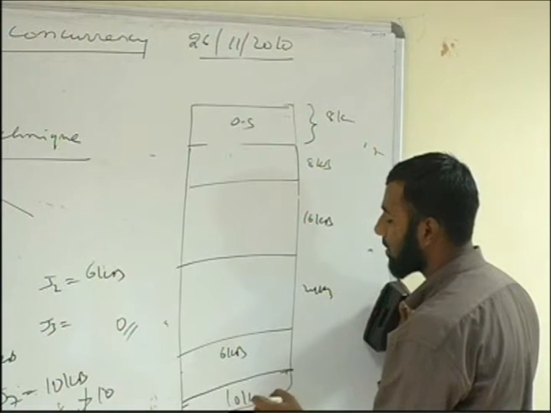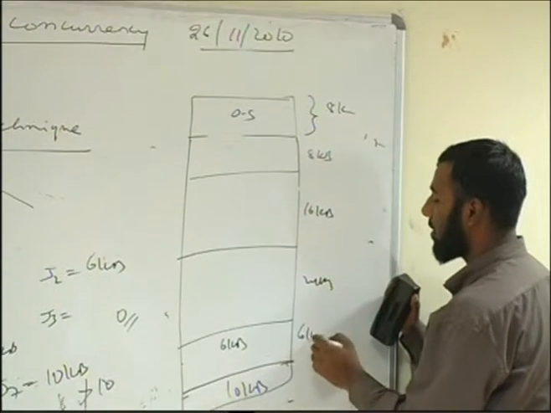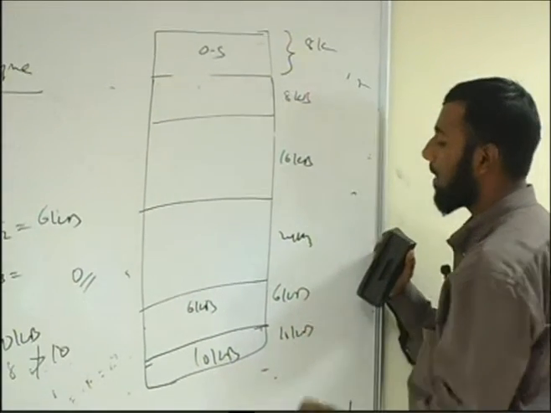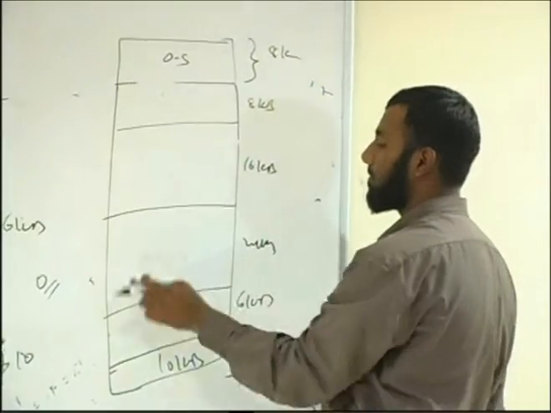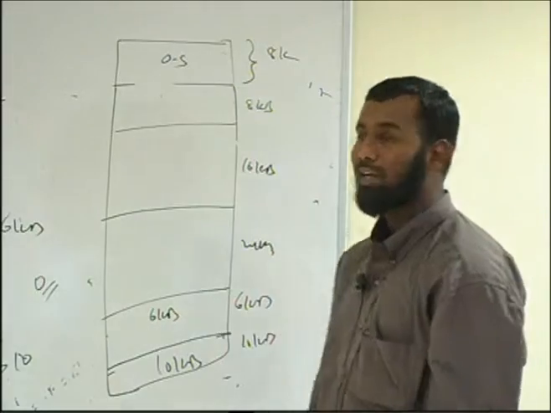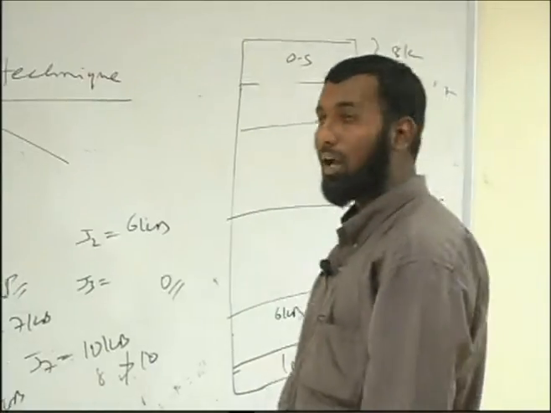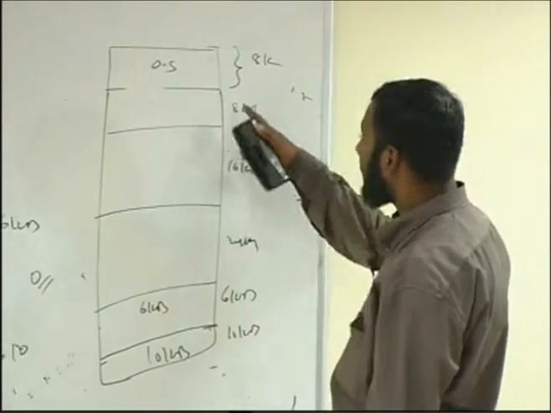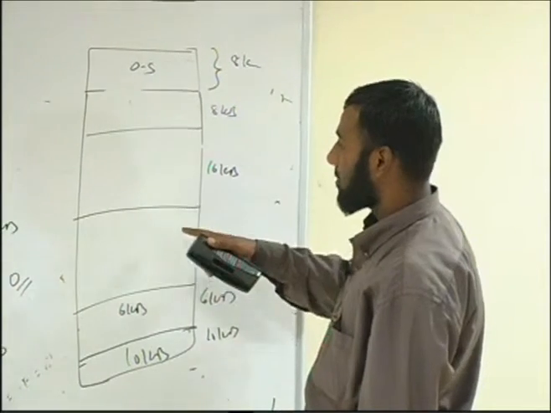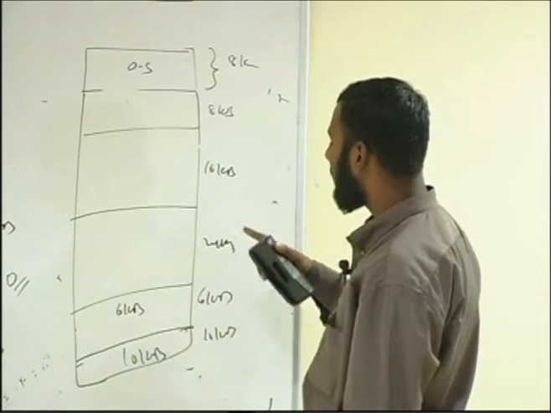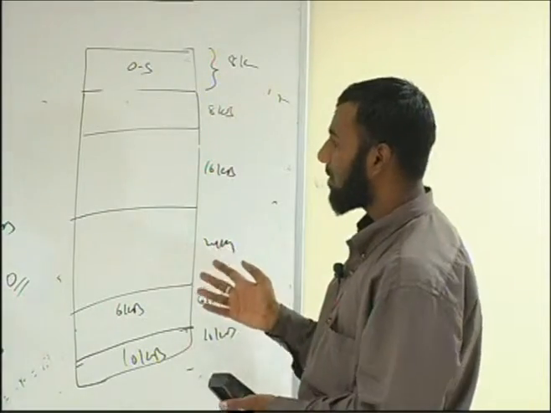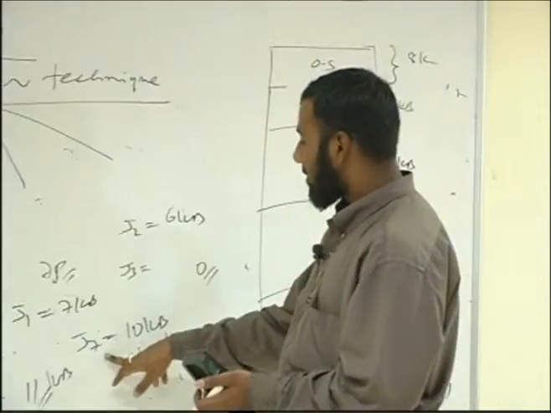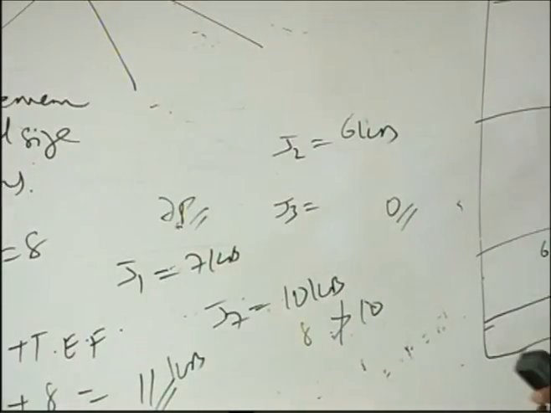10 kilobytes, for example. So 6 KB and 10 KB. Now it means the number of partitions are fixed, which are 6. The number of partitions here are fixed, and the size of each partition is also fixed: 8 kilobytes, 16 kilobytes, 24, 64, and this. The advantage of this scheme is that earlier this job J7 was not allowed, but now this job has been allowed.